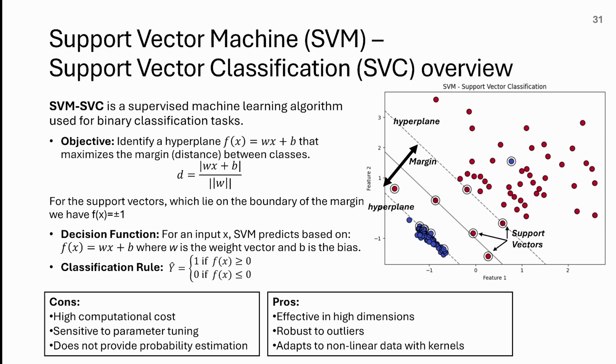Margins are shown as dashed lines, the boundaries where support vectors lie, maximizing the margin between classes. Support vectors, the circled points, are the critical data points that influence the boundary's position. Support vector machine finds the optimal hyperplane that maximizes the margin between classes. It's robust and powerful for high-dimensional and nonlinear data, but requires careful tuning and can be computationally demanding.